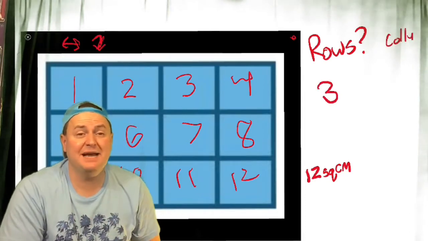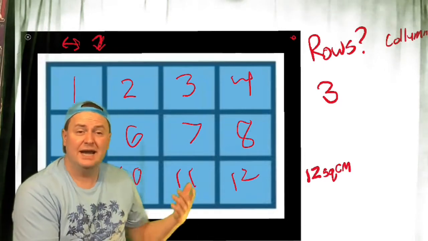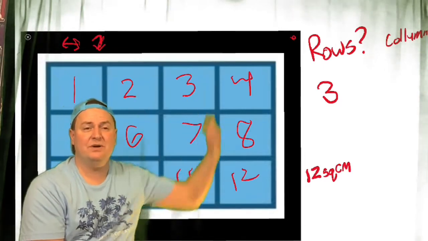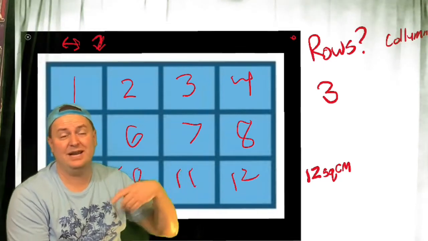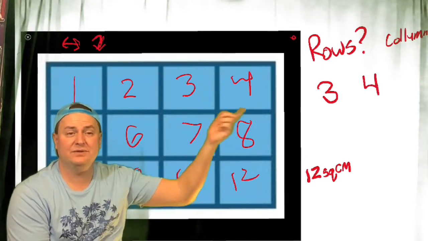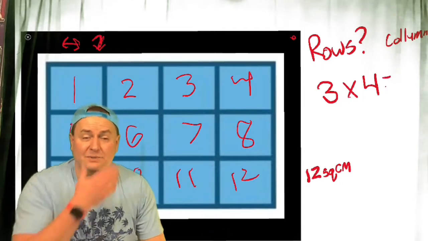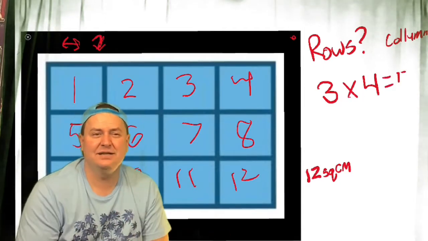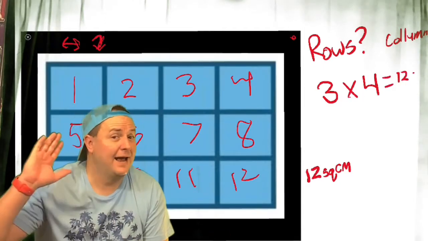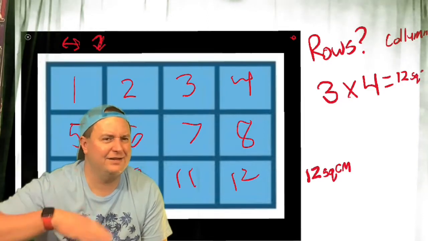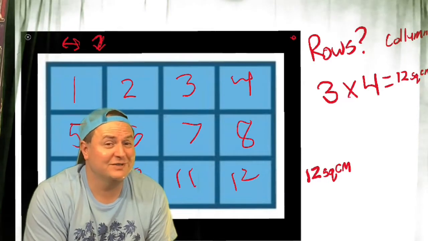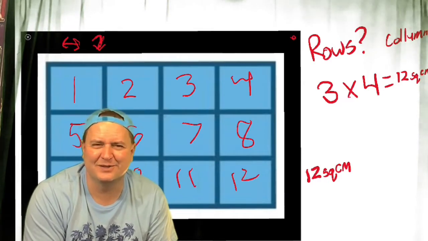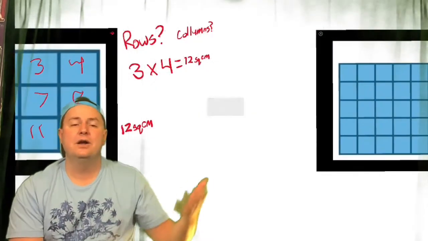We would times that by the number of columns. How many columns, those are the ones that go up and down, are there? It's kind of easy where we numbered it, right? So we've got 1, 2, 3, 4. We would times the rows times the columns. Let's see if we get the same answer. 3 times 4 is? Shout it! 3 times 4 is? 12 centimeters squared. I think I put squared centimeters. Interesting.